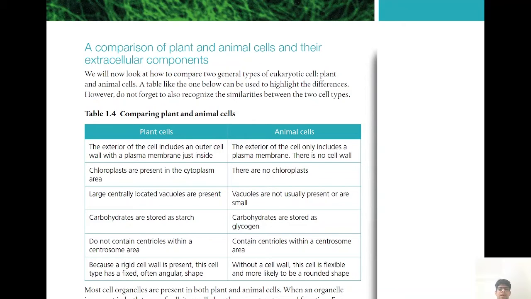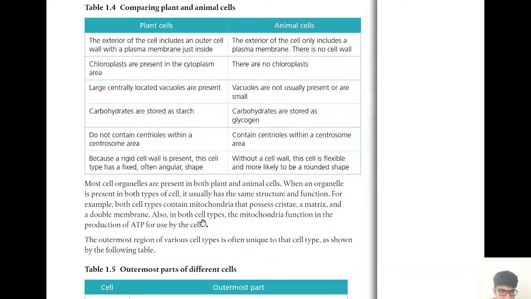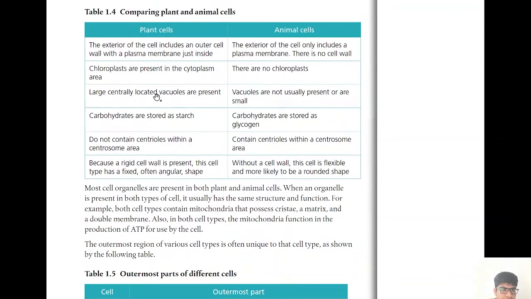Carbohydrates are stored as starch in plant cells, but as glycogen in animal cells. Plant cells do not contain centrioles within a centrosome area, but animal cells do. Because a rigid cell wall is present, plant cells have a fixed, often angular shape. But animal cells, without a cell wall, are flexible and more likely to be a rounded shape. Plant cells have an advantage because of the cell wall: they can keep a fixed shape.